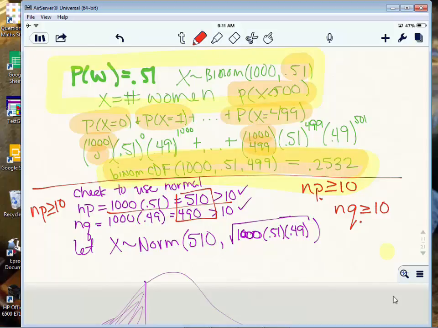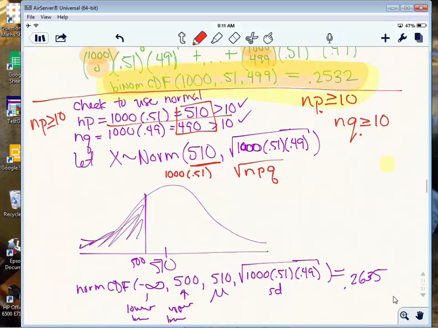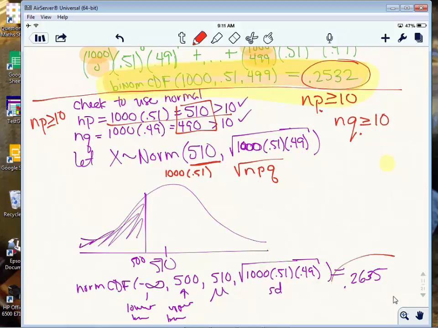Because that works, we can then use the formula to find the mean, which was, again, 1,000 times the probability of success. And then the standard deviation is the square root of NPQ. Now we can put that directly in our calculator. Notice it's lower bound, upper bound, mean, and standard deviation. And we got a very similar probability. So instead of 25.3%, we got 26.3 with our approximation. Again, the larger n is, and the closer p is to 1/2, the better fit.